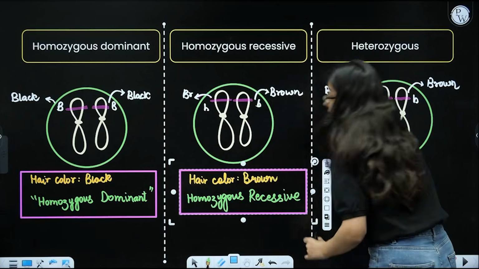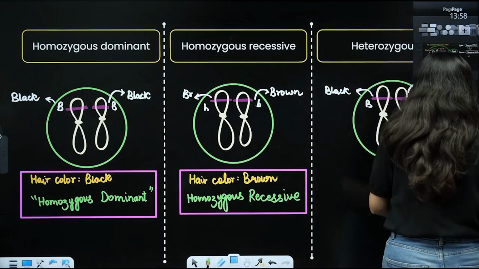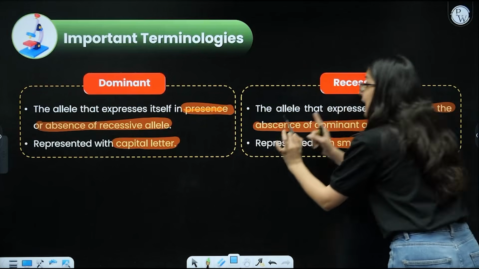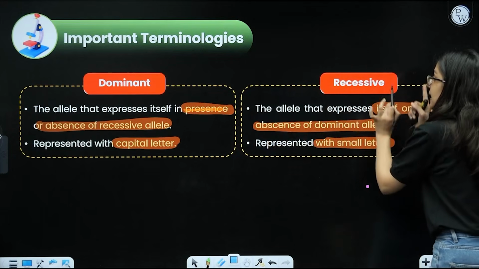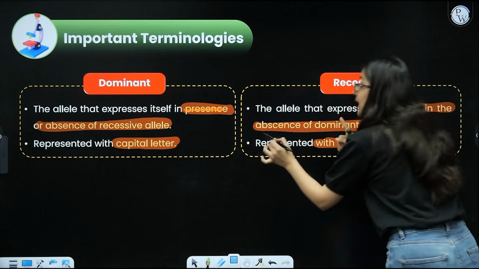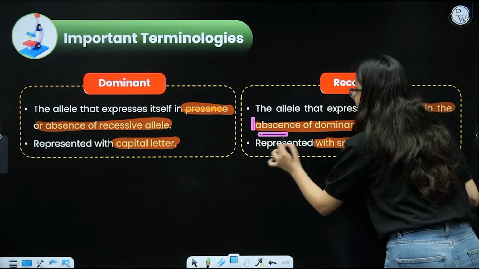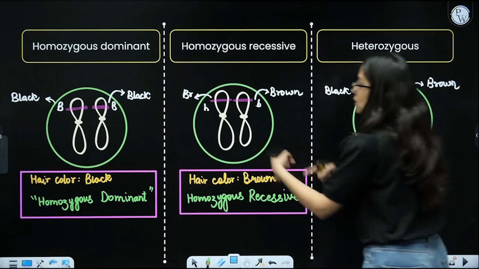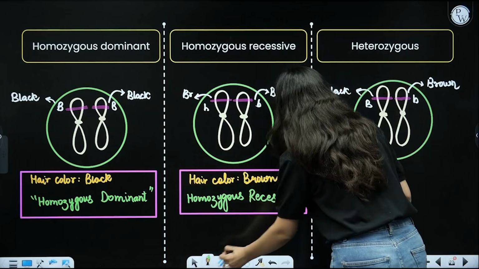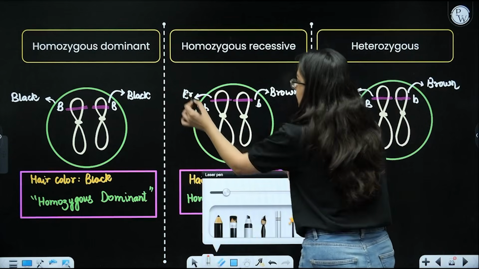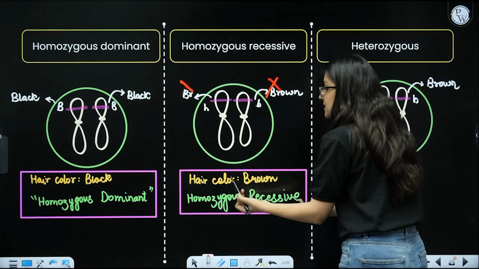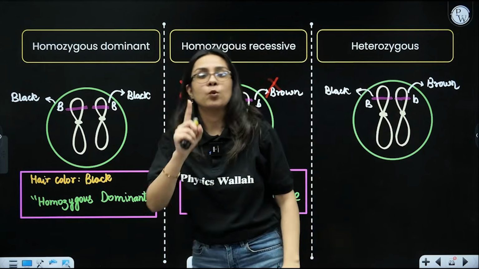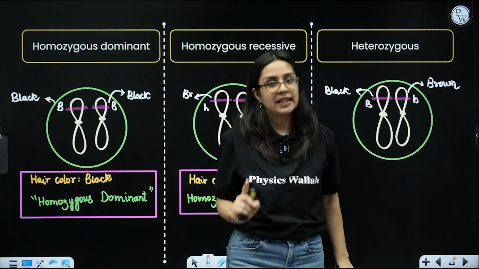I hope now the particular statement over here is clear to you: recessive allele will express only in the absence of dominant allele. So over here, beta, dominant allele is actually absent. You do not see any dominant allele over here. Is there a dominant allele here? No. Both of them are recessive. So recessive will express only when both are recessive. That is the meaning of the previous definition.